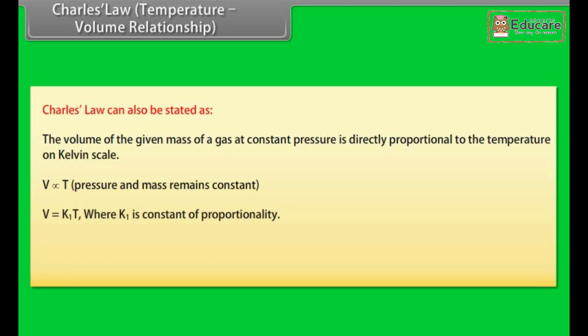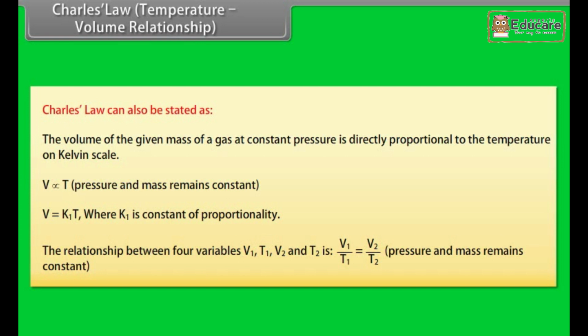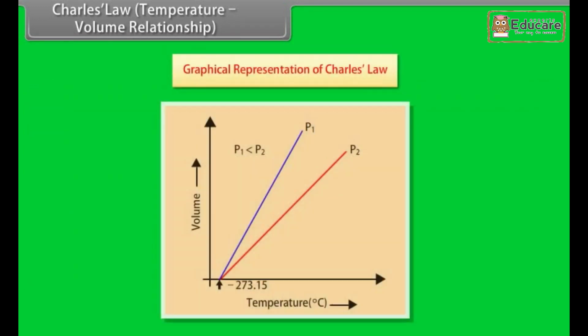V is equal to K1 T, where K1 is the constant of proportionality. Let V1 be the volume of a certain mass of a gas at temperature T1 and at pressure P. If temperature is changed to T2 keeping pressure constant, the volume changes to V2. The relationship between the four variables V1, T1, V2 and T2 is V1 by T1 is equal to V2 by T2 at constant pressure and mass. Graphical representation of Charles' law. Each line of the volume versus temperature graph is called isobar.